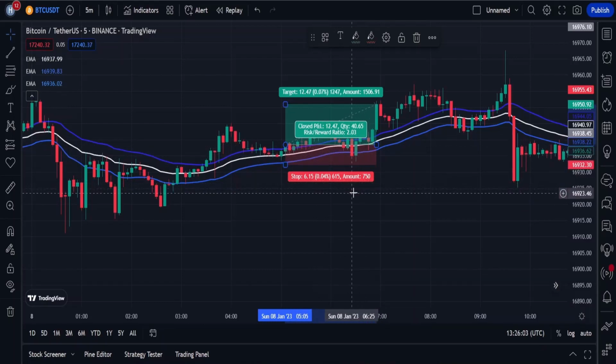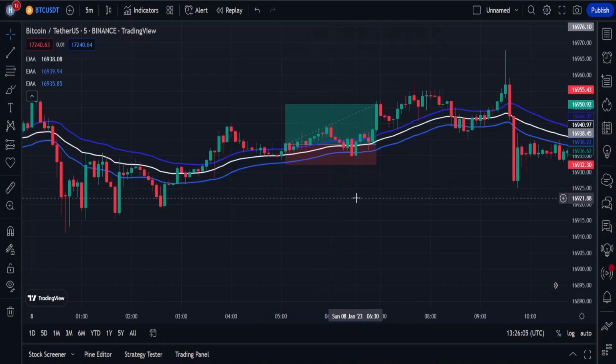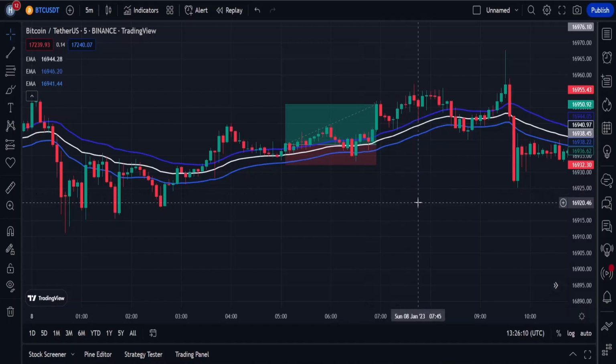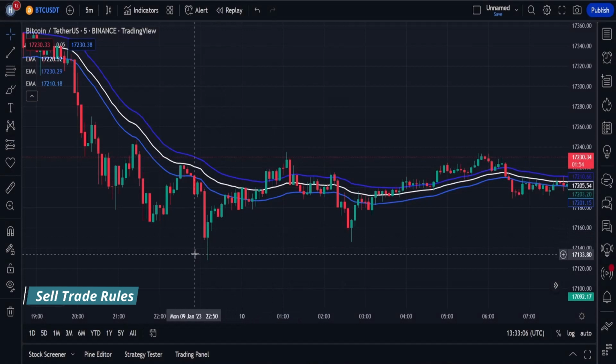You can re-enter on each pullback on the trend side, but I recommend taking 3 trades on a single trend and keeping the profit targets low in the second and third trades. The sell rules are exactly the opposite of the buy rules.